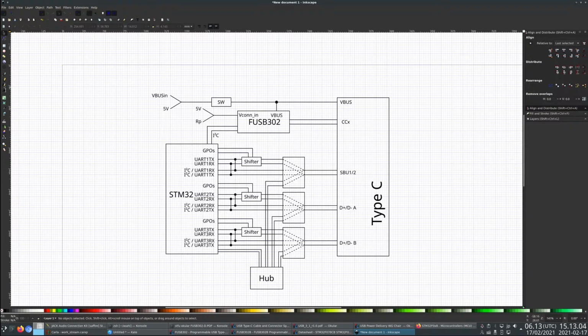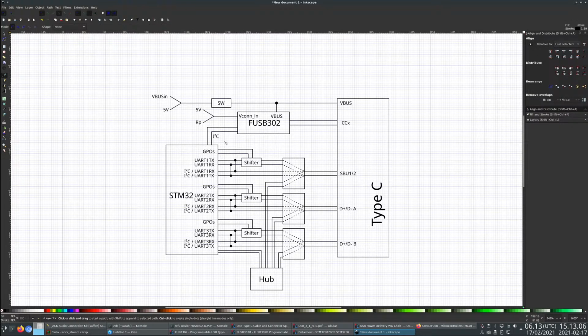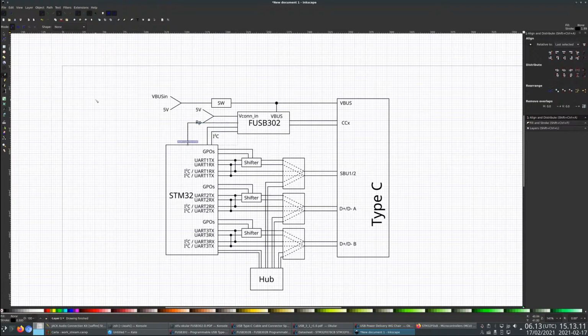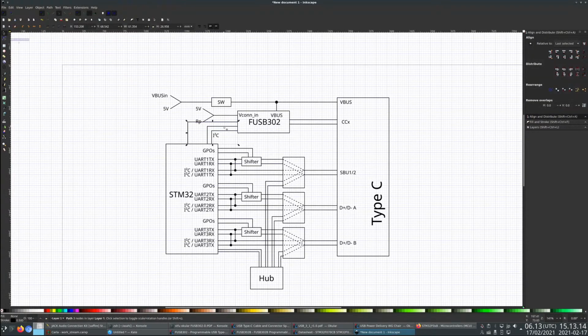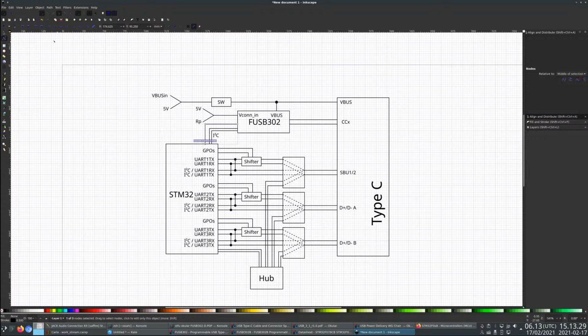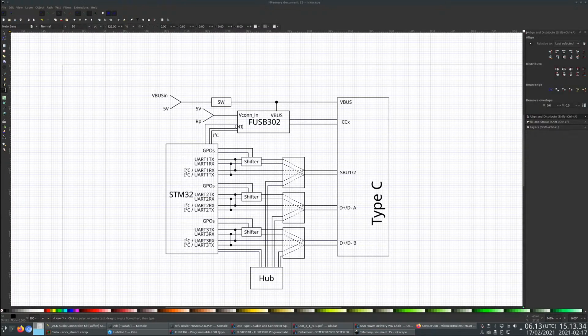Yeah, we need to add the interrupt from the FUSB. Good point. Let's get that in here. I'll have to move the other thing afterwards, but this a bit. Again, this is all going to be, of course, more clear once it goes into KiCad.